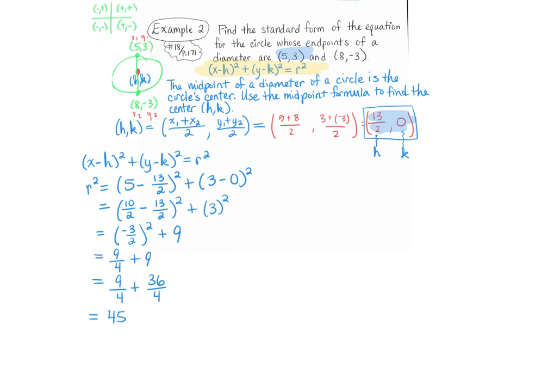45 over 4? Someone confirm? Yes. And so, all of that to say that this is r squared. What is our goal? What does the problem tell us to do? Does the problem say find r? Find the standard form of the equation. So we need to find the standard form.